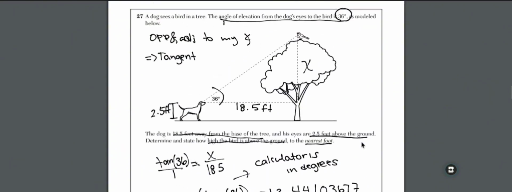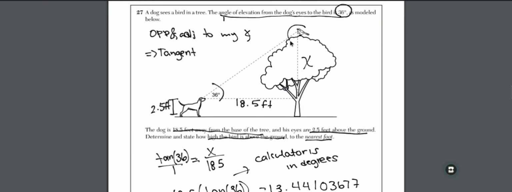Again, the bird is right here. So that is how high the bird is, this distance right here. That is how high the bird is.